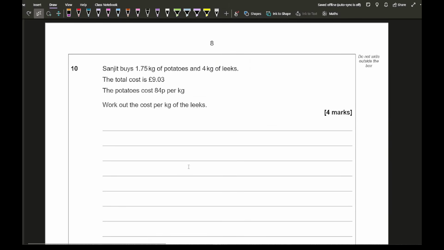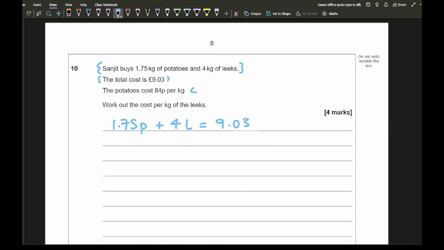So question 10 says Sanjit buys 1.75 kilograms of potatoes and 3 kilograms of leeks. The total cost is £9.03. The potatoes cost 84 pence per kilo. Work out the cost per kilogram of the leeks. So for this, let's first of all write this expression using algebra, and we'll also include this one here. So 1.75 of potatoes plus 4 kilograms of leeks equals £9.03.